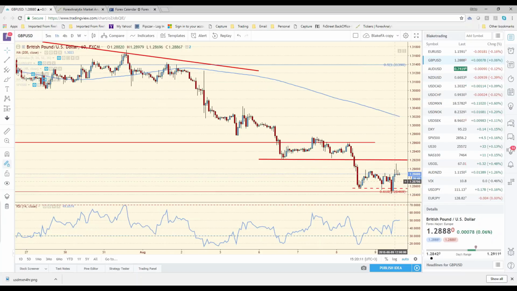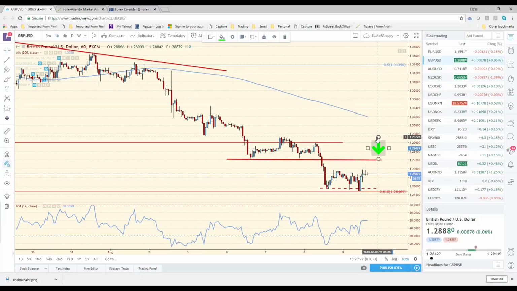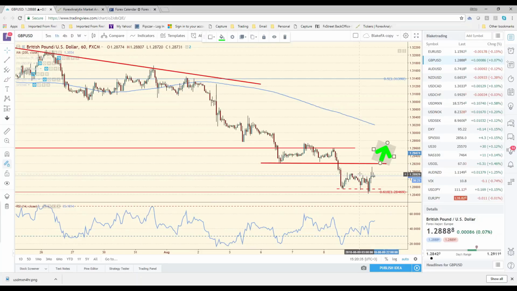Now, this false breakdown leads me to believe that we are going higher now. That doesn't mean we're going higher. I'm just saying that leads me to believe that this is the more likely outcome. We hit a new low, tripped the stops, hit the 618, and now we're going to go higher. But for me, the market needs to prove to me that that's what we're doing.